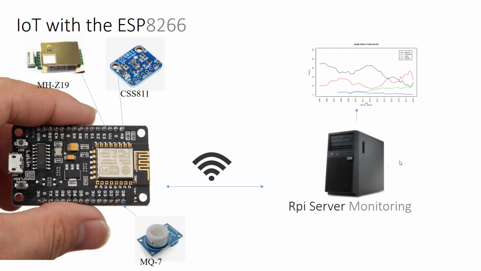IoT with the ESP8266 connects to the three sensors, and the ESP connects to the monitoring server and communicates wirelessly.